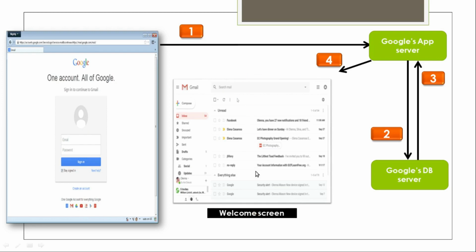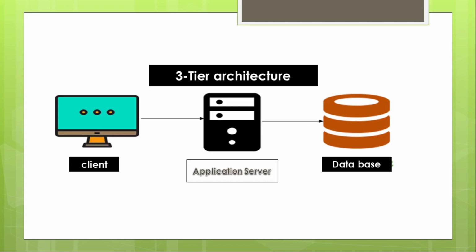The previous example, whatever I've shown, depends upon this kind of architecture, the 3-tier architecture, which came into existence only after the evolution of the internet, that means the WWW, World Wide Web. Here there are 3 tiers. The meaning of tier is a group of services. What are those tiers? Client, application, database.